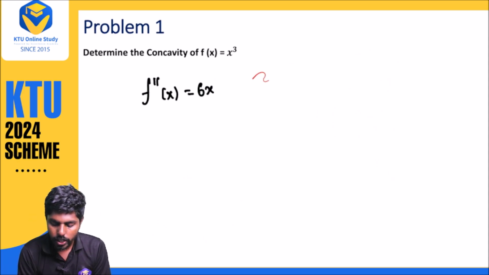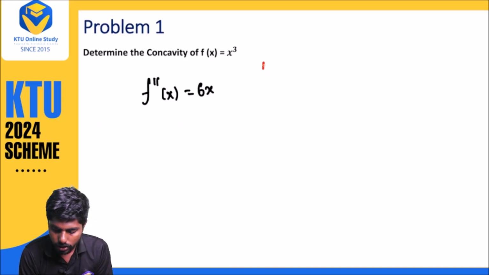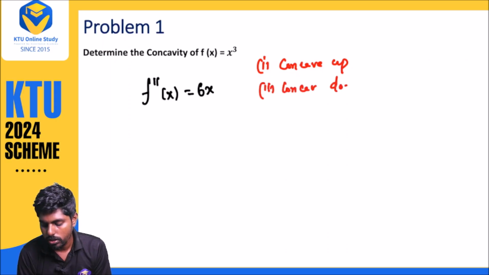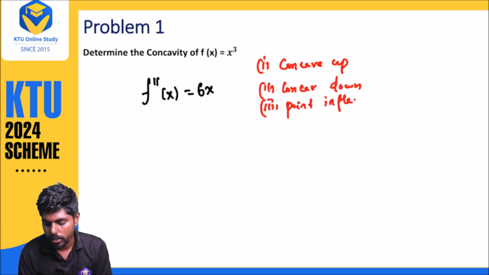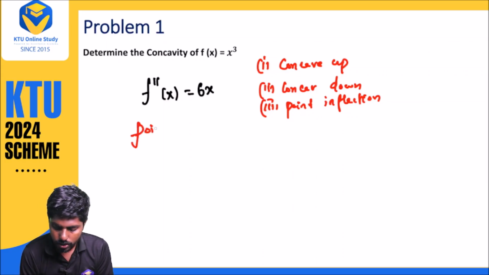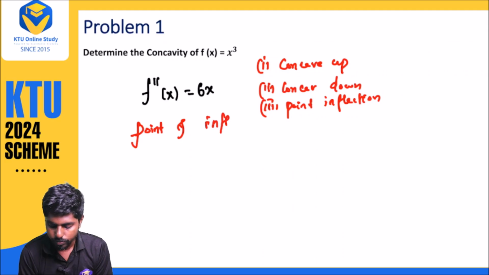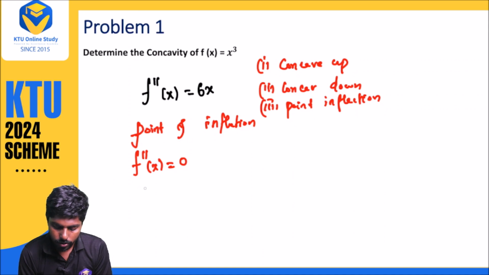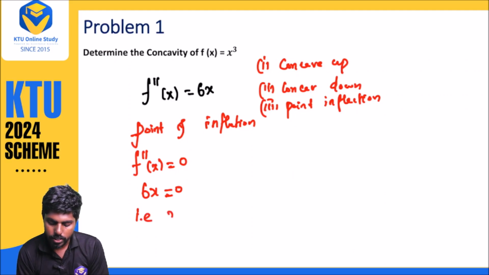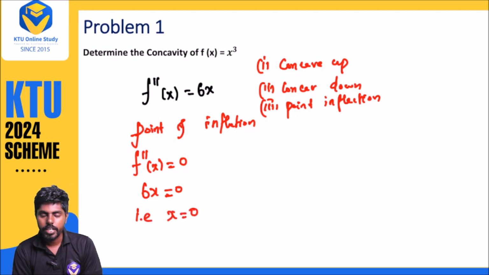So now we want to check the three conditions. What are the three conditions? Concave up, concave down, and point of inflection. What is point of inflection? f double dash of x is equal to 0. So therefore 6x is equal to 0. That means we can say x is equal to 0.